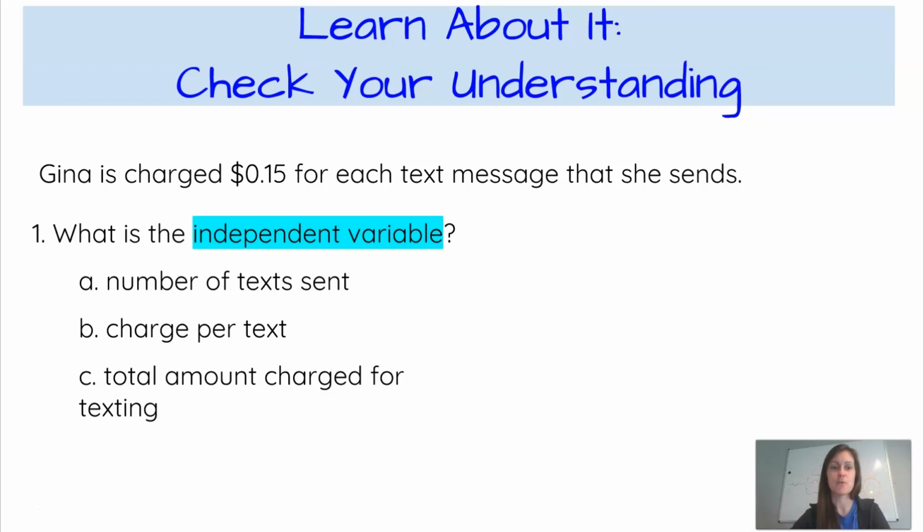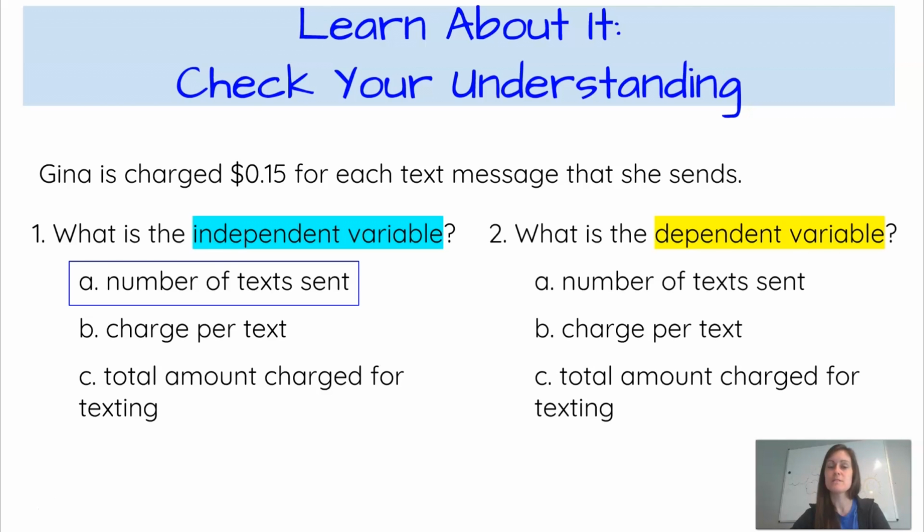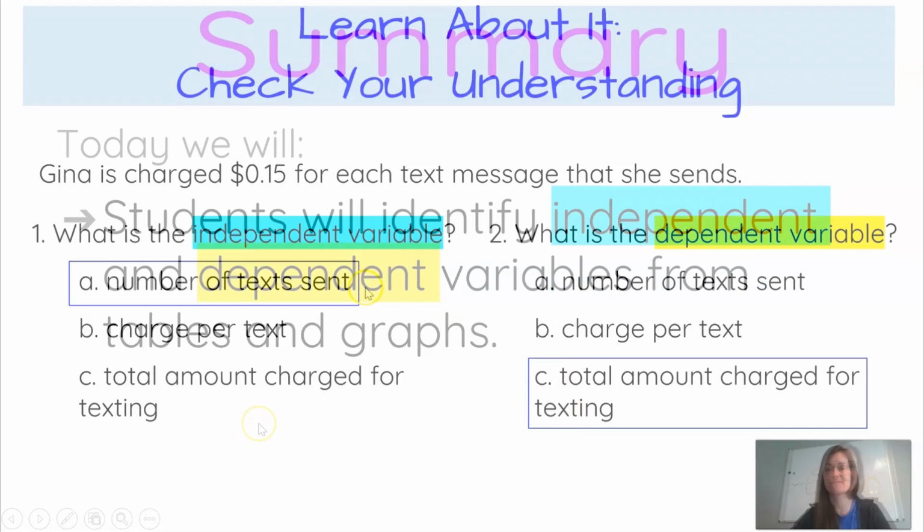The independent variable is the number of texts sent. What is the dependent variable? The number of texts sent, the charge per text, or the total amount charged for texting? The dependent variable is the total amount charged for texting. So let's take a look. The total amount that's charged for texting depends on the number of texts that Gina sends.